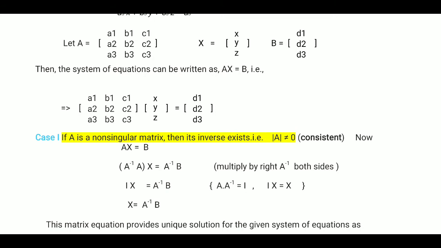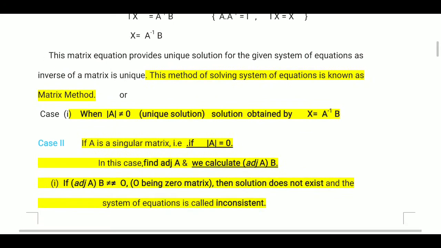So by the associative law we get A inverse into A into X is equal to A inverse into B. A inverse into A will give I, so I into X is equal to A inverse B. The identity matrix into a matrix gives the same matrix, so X is equal to A inverse B. This is the solution. X means the unknown matrix, A inverse means the inverse of the coefficient matrix, and B is the constant matrix. We can get the solution in this manner. This is called the matrix method of solution.